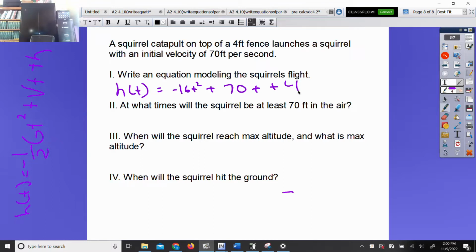All right, number 2 is at what time will the squirrel be at least 70 foot in the air? Where's the 70 going to go? 70 foot. So at the end. At the end of the equation. End? Do you mean the beginning? No, I'm at h of t. That's the beginning. It replaces height.